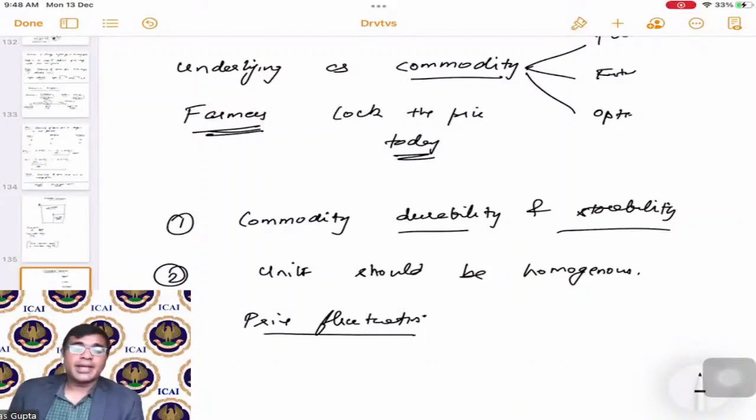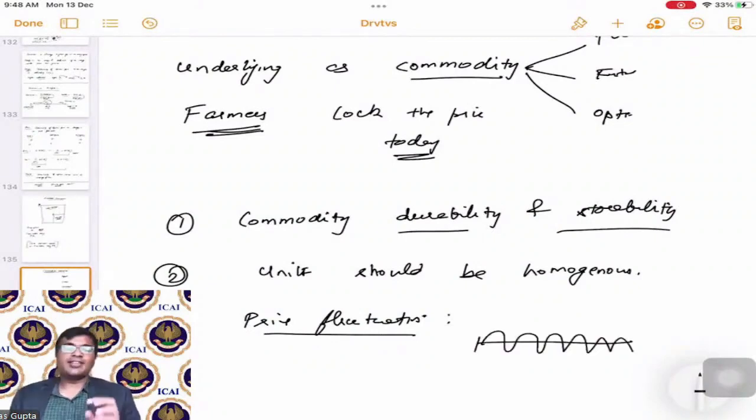So what is this price fluctuation? The commodity should be of such a nature that price fluctuation is visible. There should be higher price fluctuations, because if there are very few price fluctuations, then no one would be interested in going for a commodity derivative. They will say that in the open market also there is not too much price fluctuation, so we can simply go ahead with the normal open market. There is no need to go ahead and do the derivatives there.